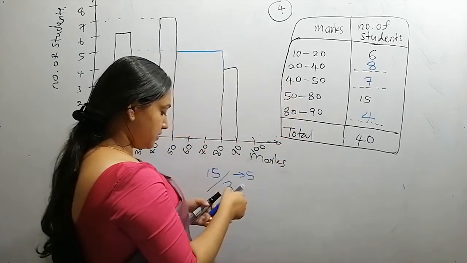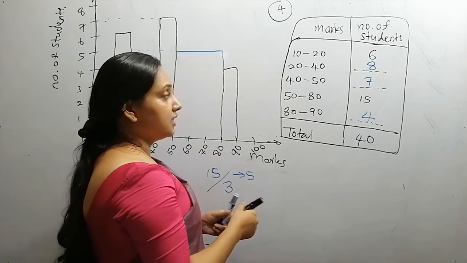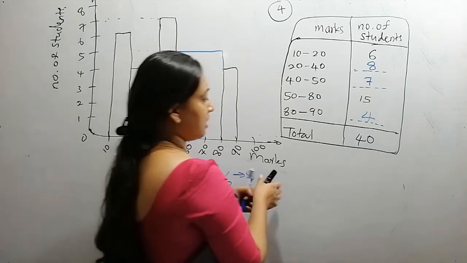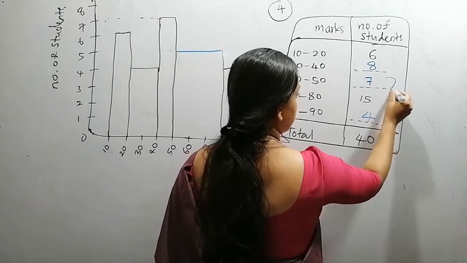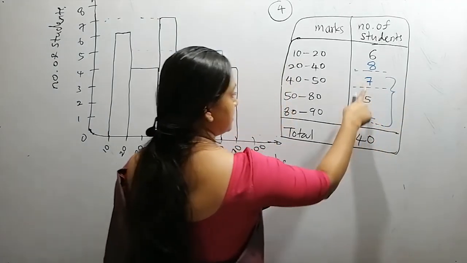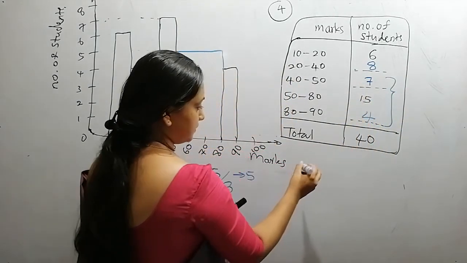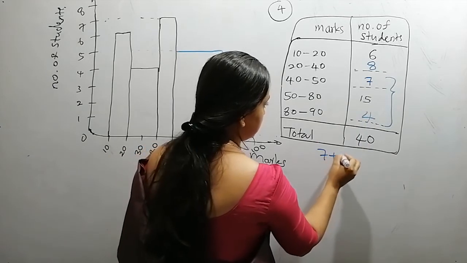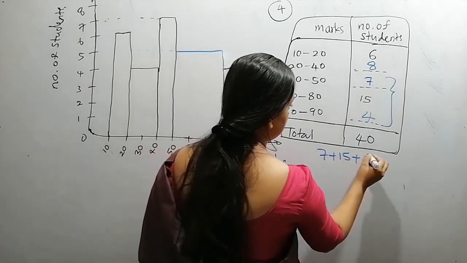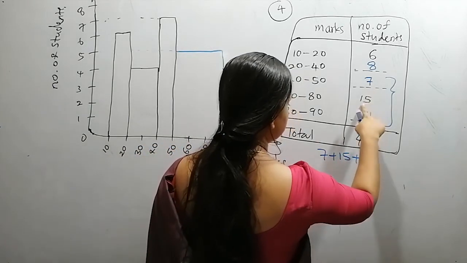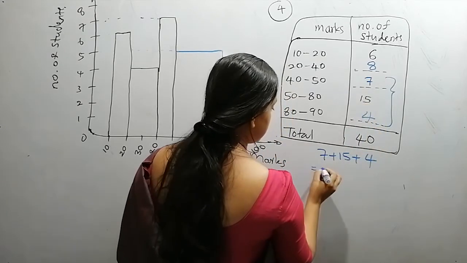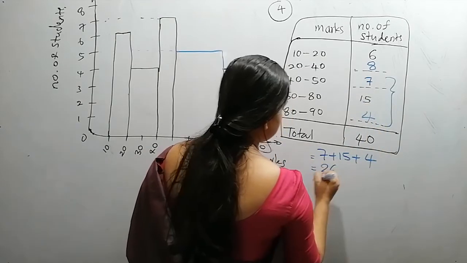Then how many students obtained greater than 40 marks? It means the sum of these three. Sum of these three: 7 plus 15 plus 4. 7 plus 15 plus 4 is equal to 26.